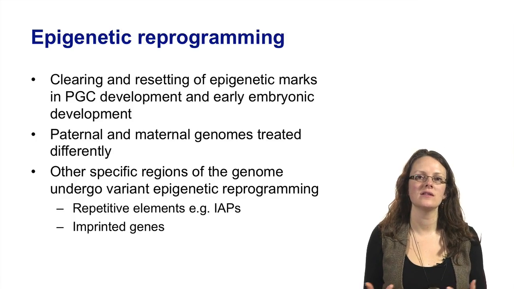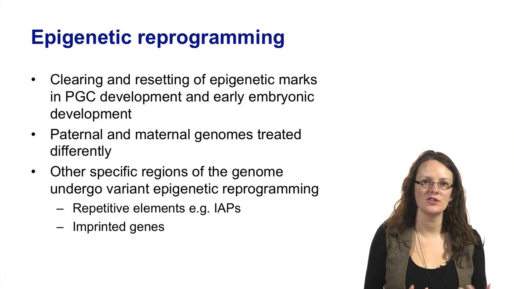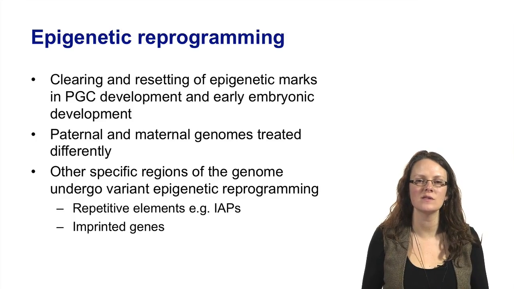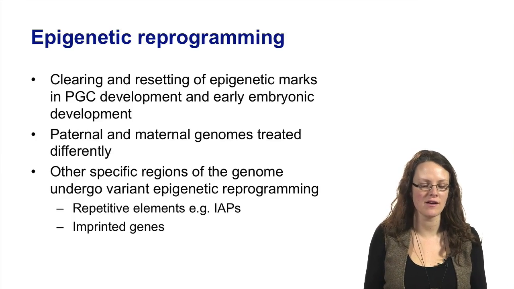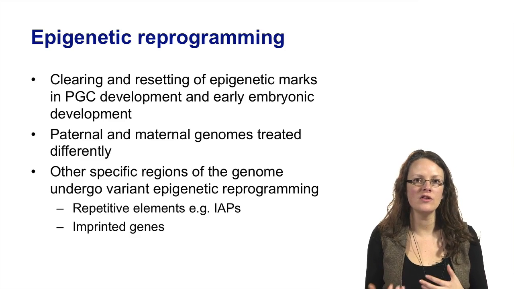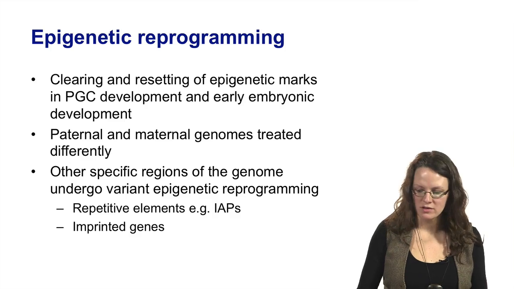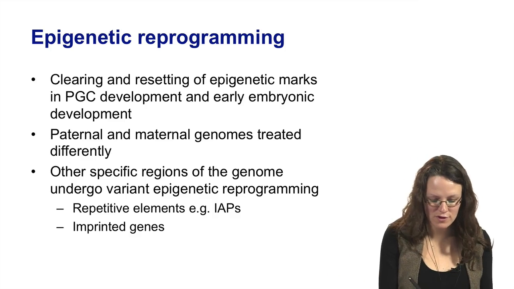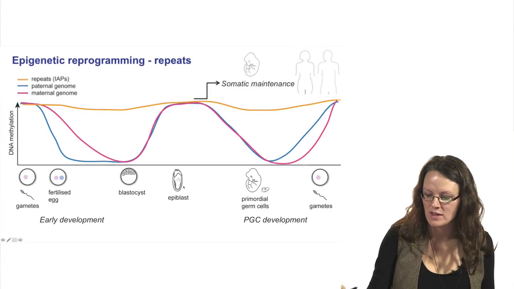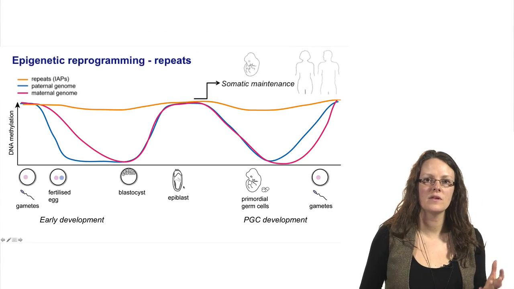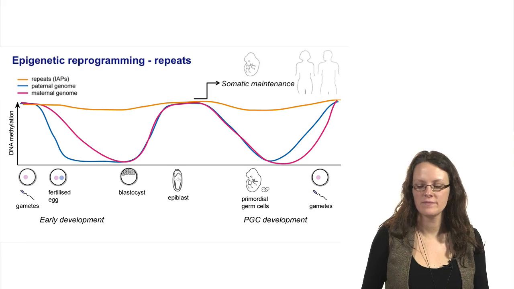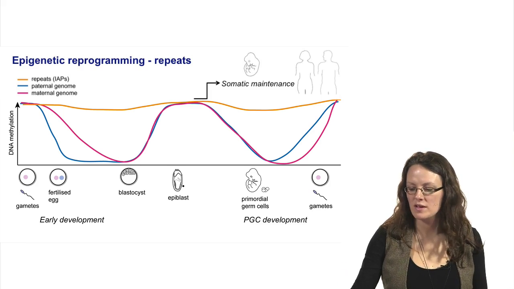So now, rather than considering the paternal and the maternal genome in general, I'd like to start to consider specific regions of the genome and how they are reprogrammed. So we know the paternal and the maternal genome are treated differently during epigenetic reprogramming, but in general they are completely cleared between generations. So now let's think instead about, first of all, the repetitive elements, and then about the imprinted genes. So if we think first about the repeats.